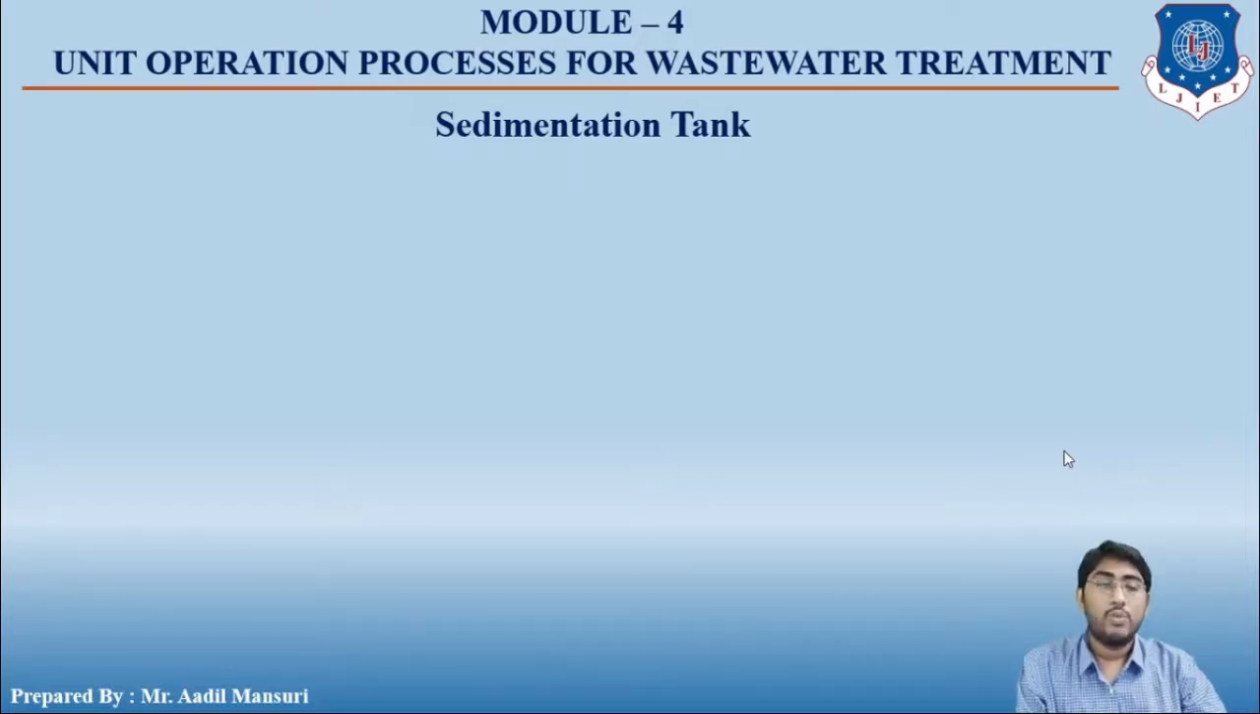Clear? So the upper clear water is collected from the tank, and at the bottom of the tank there is formation of sludge because of the settleable particles, right? And the sludge is drawn out from the bottom through the pipe called sludge pipe, right? So let us have a look at the diagrams.